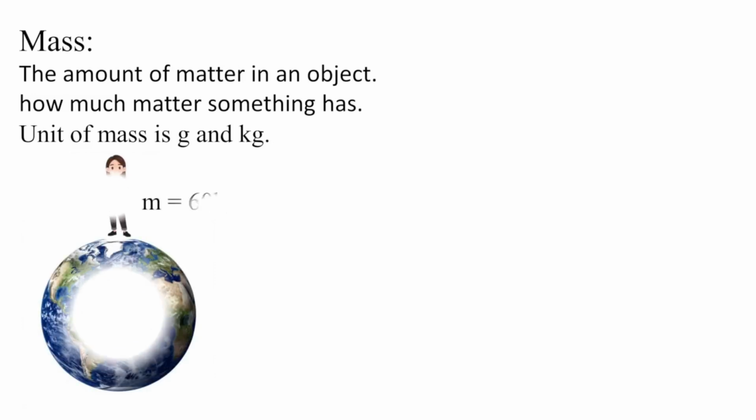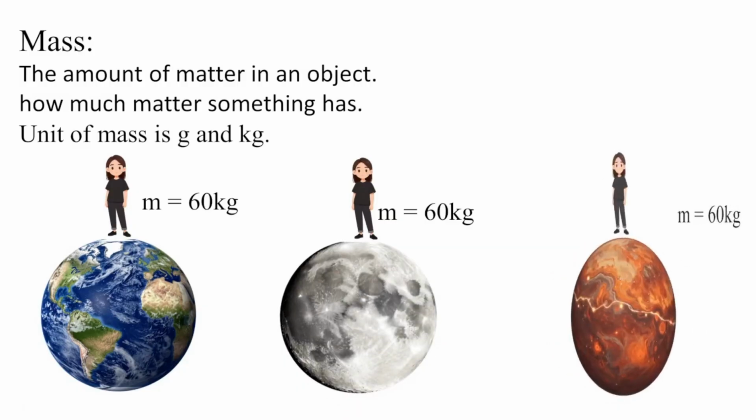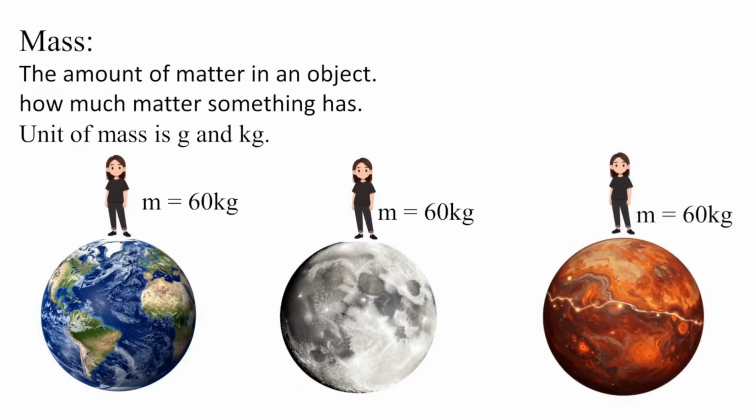If you assume that the mass of a person on the earth is equal to 60 kilogram, if we assume that we are able to send her to another planet, or for example to the moon, the mass of that person on the moon is not going to change and it's going to remain constant, which is equal to 60 kilogram. If we ignore the possible reactions that may happen, and if we send her to another planet such as Mars, again the mass would remain constant and it would be equal to 60 kilogram.